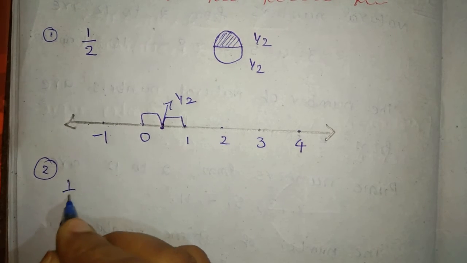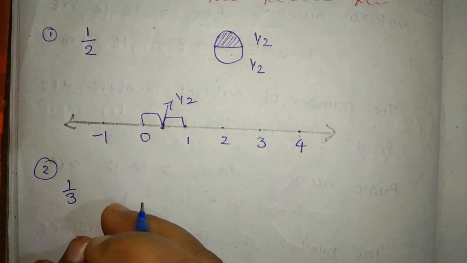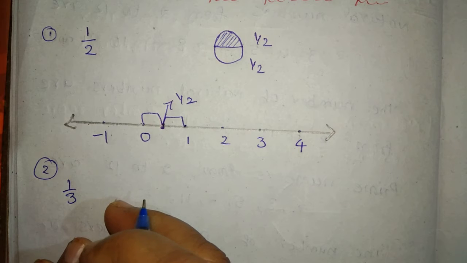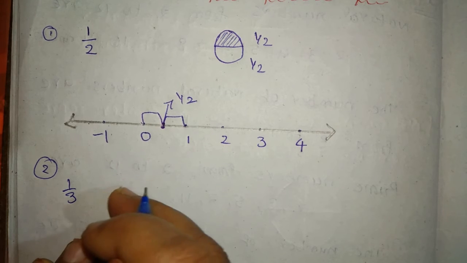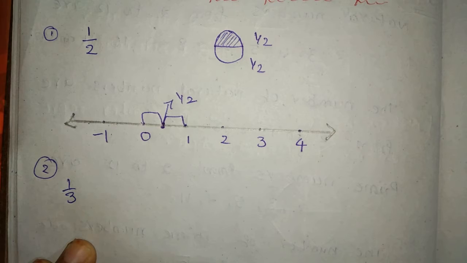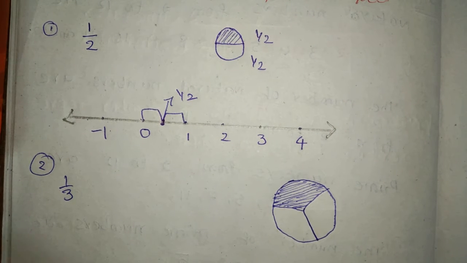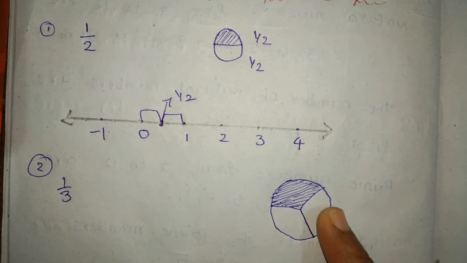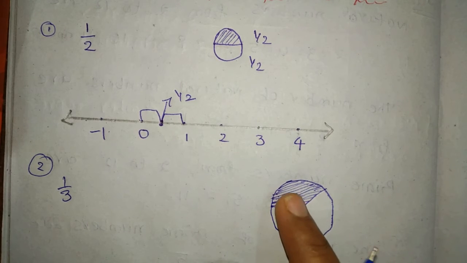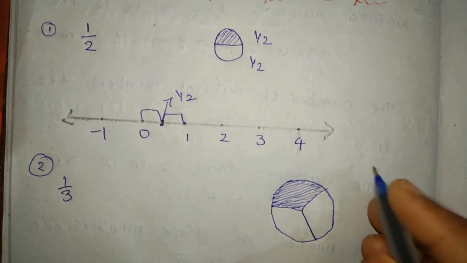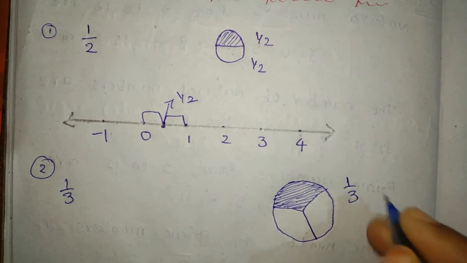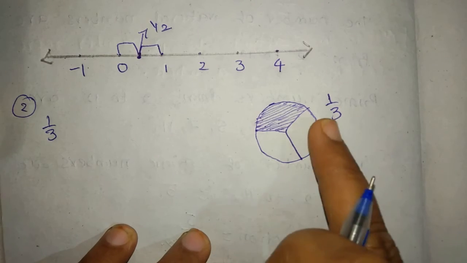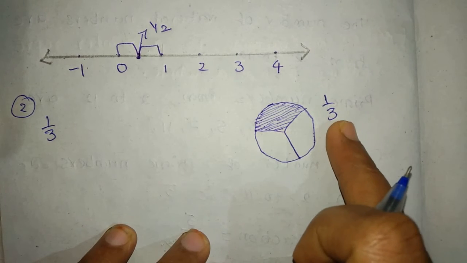Now 1 by 3. How to represent 1 by 3 on the number line? See, first you take a circle. In this there are 3 equal parts. Here one part is shaded. This represents 1 by 3.